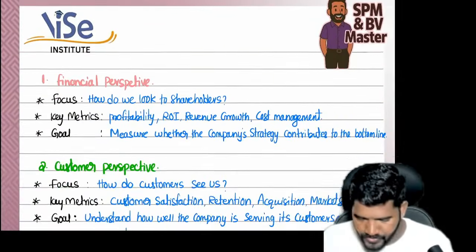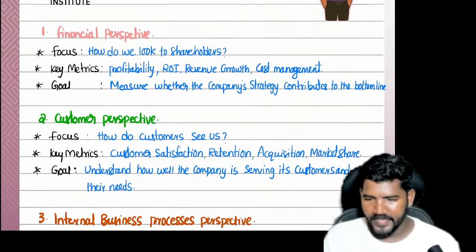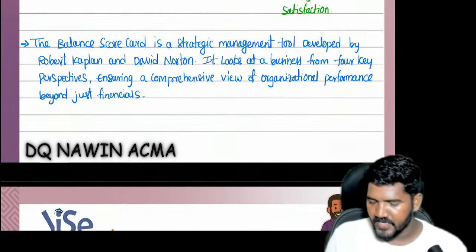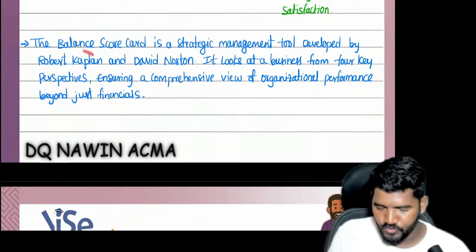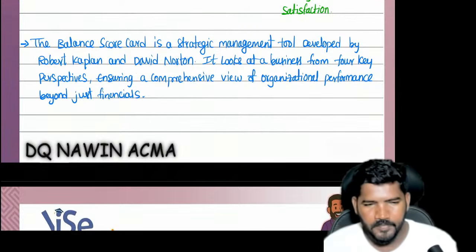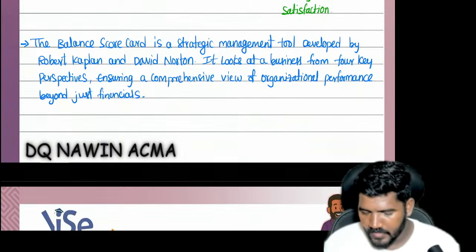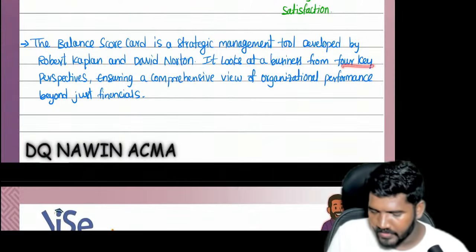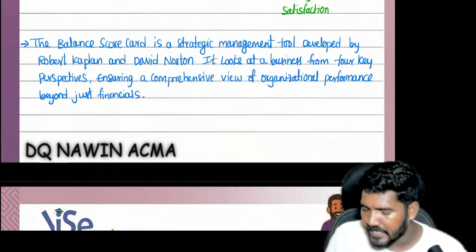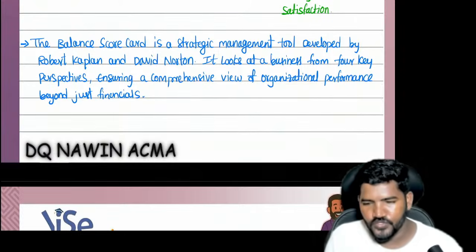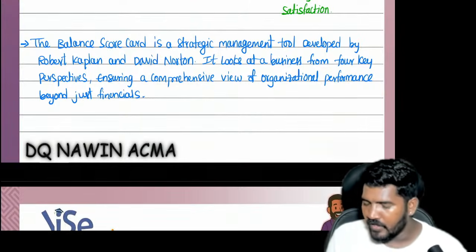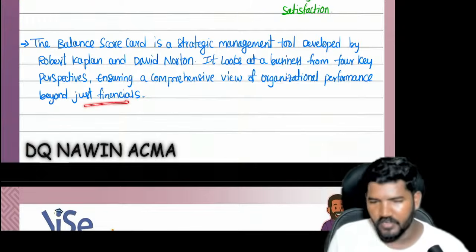Okay. Next, I provided here an exam point of view presentation. The balanced scorecard is a strategic management tool developed by Robert Kaplan and David Norton. You have to mention these two persons' names, guys. They are asked multiple times as MCQ. Robert Kaplan and David Norton. It looks at a business from four key perspectives, ensuring a comprehensive view of an organization. The word comprehensive means overall organizational performance beyond just financials.